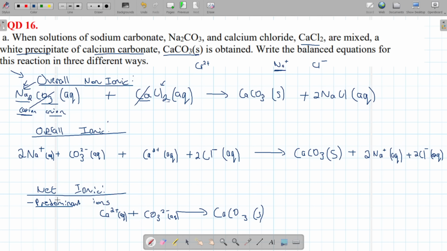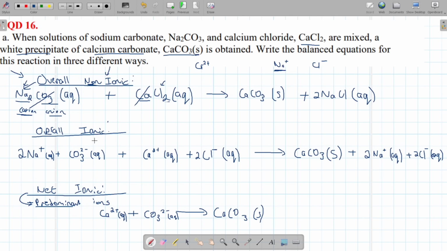That's how you write the precipitate. That's how you write the net ionic. For the net ionic, you only look at the predominant ions. The predominant ions are the ones that contribute to the formation of the precipitate. But what are they? For Ca, you write the charge, which is 2 plus. With CO3, you write the charge, which is 2 minus. Notice how for the overall non-ionic, I didn't write the charge, because we're saying non-ionic, okay?